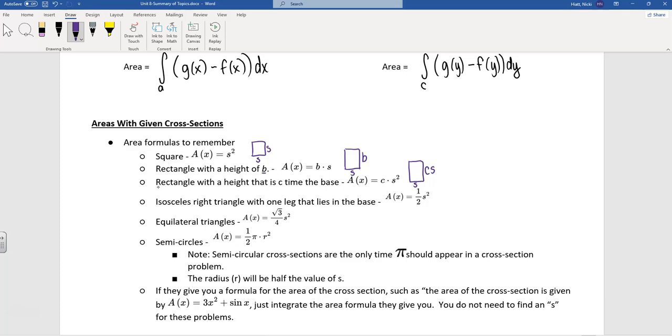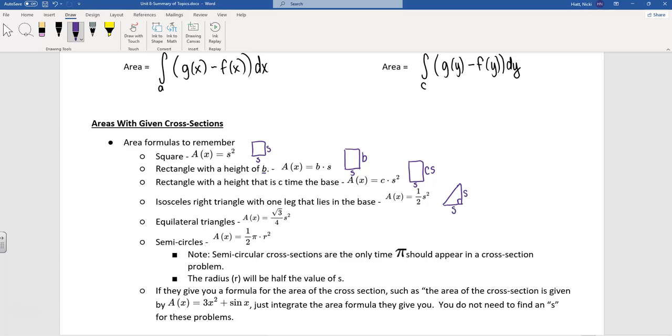Isosceles right triangle with one leg that lies in the base. That means that the right triangle's laying like this, and this side right here is S. What does it mean for a triangle to be isosceles? 2 sides are the same, so this other leg right here is also S. So the formula for the area of that triangle is 1/2 base times height, which is 1/2 S times S, which is 1/2 S squared.